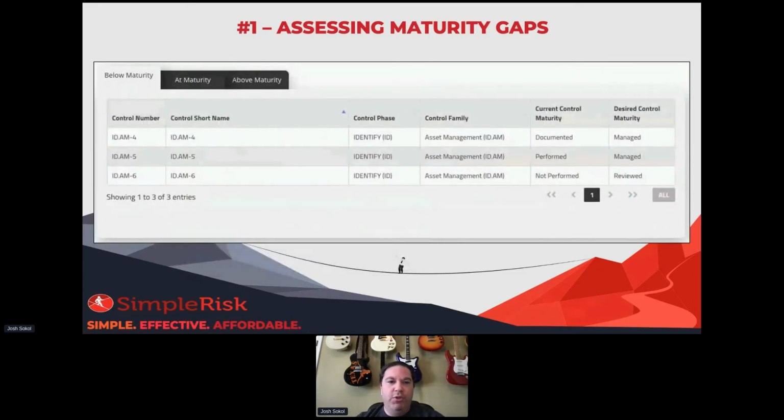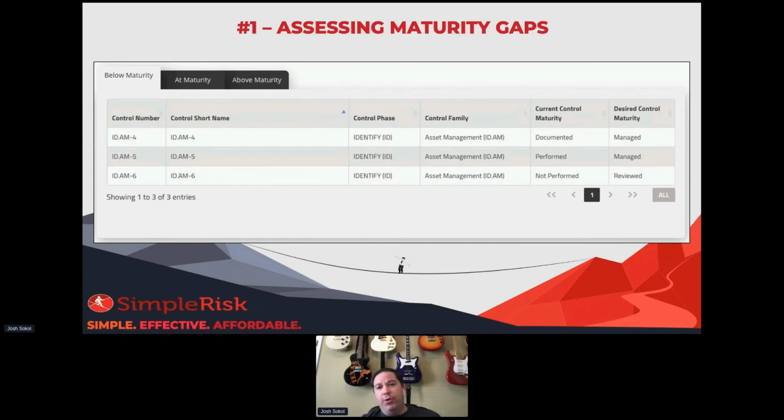So when we're assessing maturity gaps, we can look at the things that are below maturity, at maturity, or above maturity. Obviously, the things that are above maturity are things that we're doing pretty well at. We probably don't need to invest more time or money into them. But the things that show up in that below maturity area are things that we're not doing so hot at, and we probably do want to invest further in. So this is really going to help us decide where to invest our money.